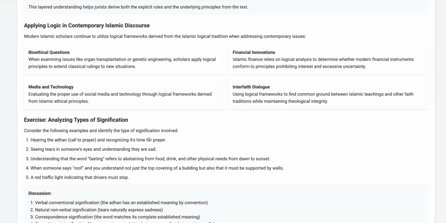Understand that the word fasting refers to abstaining from food, drink, and other physical needs from dawn to sunset. When someone says roof, and you understand not just the top covering of a building, but also that it must be supported by walls. That must be is key in the phrase, right? Think about the dalala, which implies a must. A red traffic light indicating the drivers must stop.